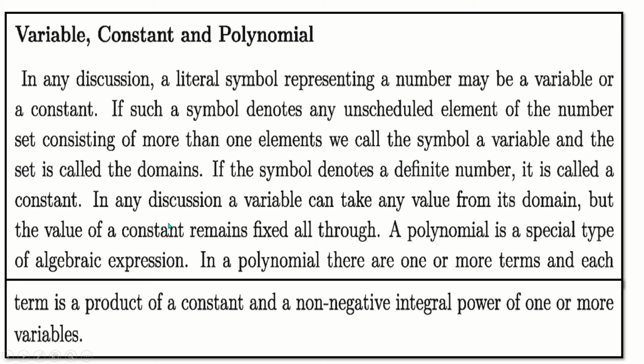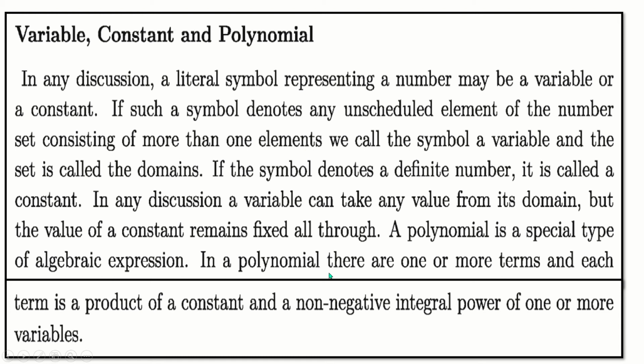Okay. In any discussion, a variable can take any value from its domain. As for example, if the domain is the real numbers, so we can take any real number value for the variable: 1 or 1.1 or 1.2 or 2, 3, etc. But the value of a constant remains fixed all through. A polynomial is a special type of algebraic expression.